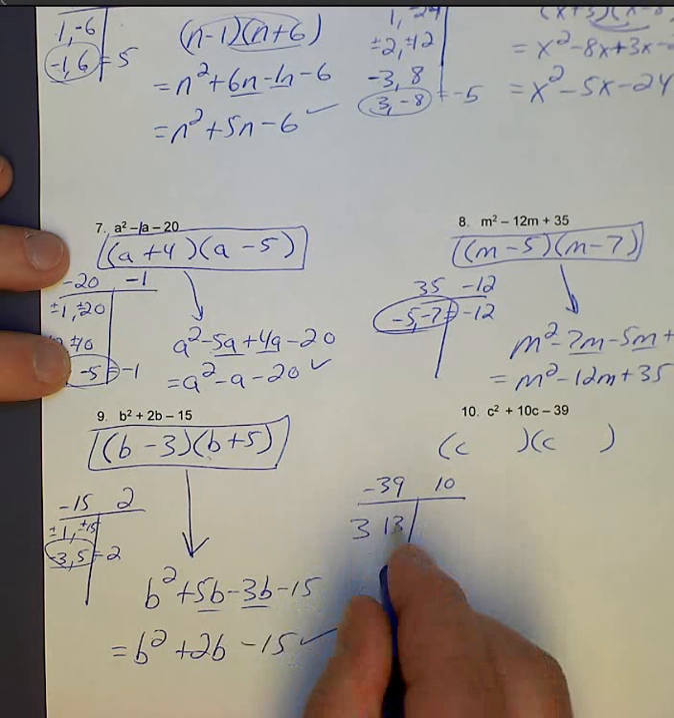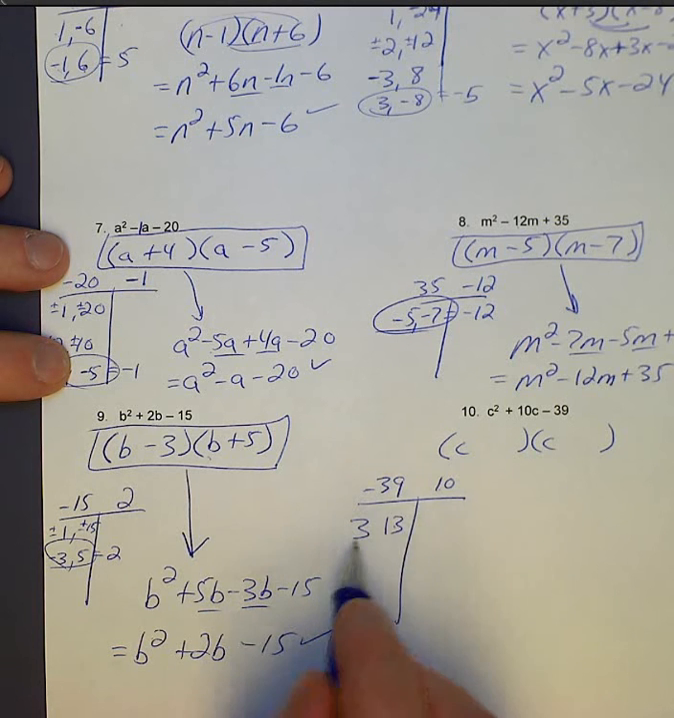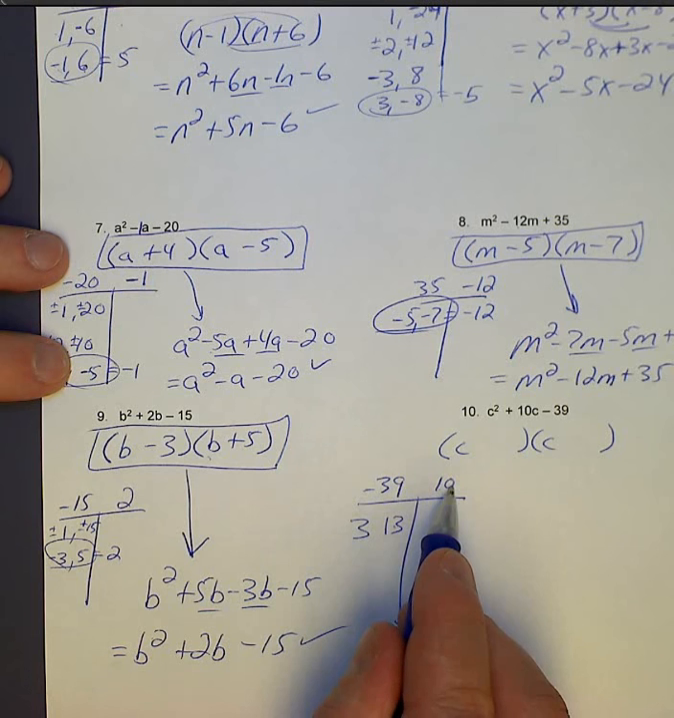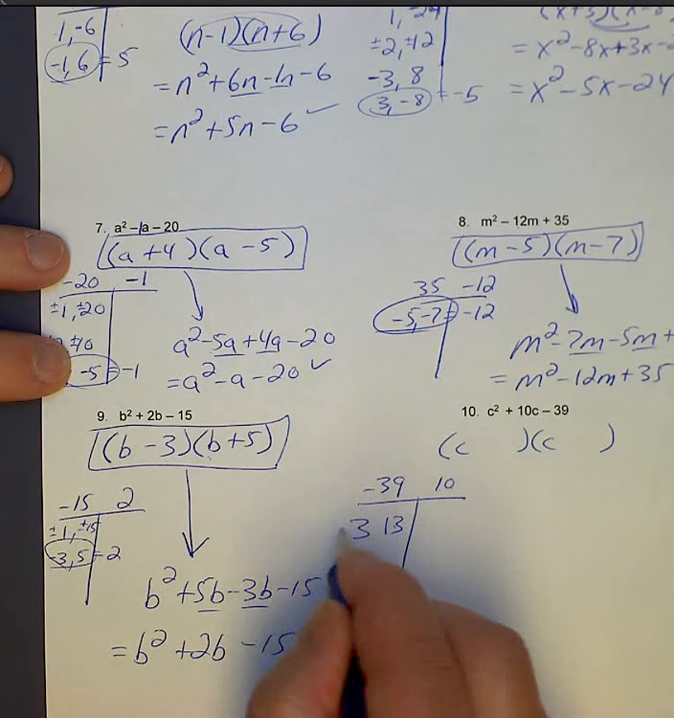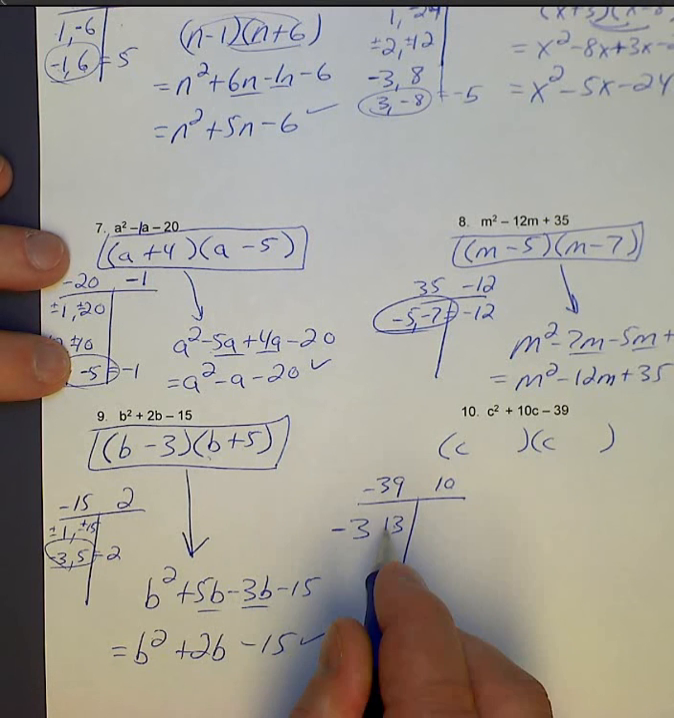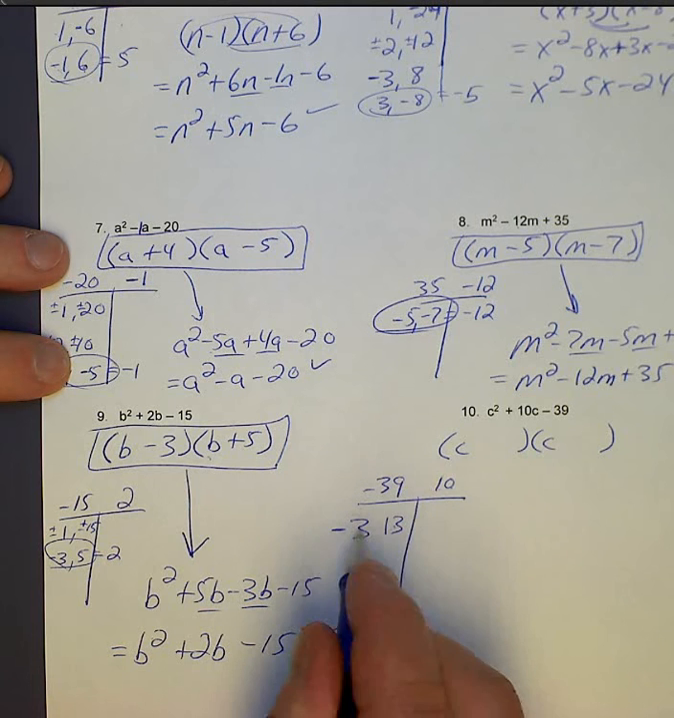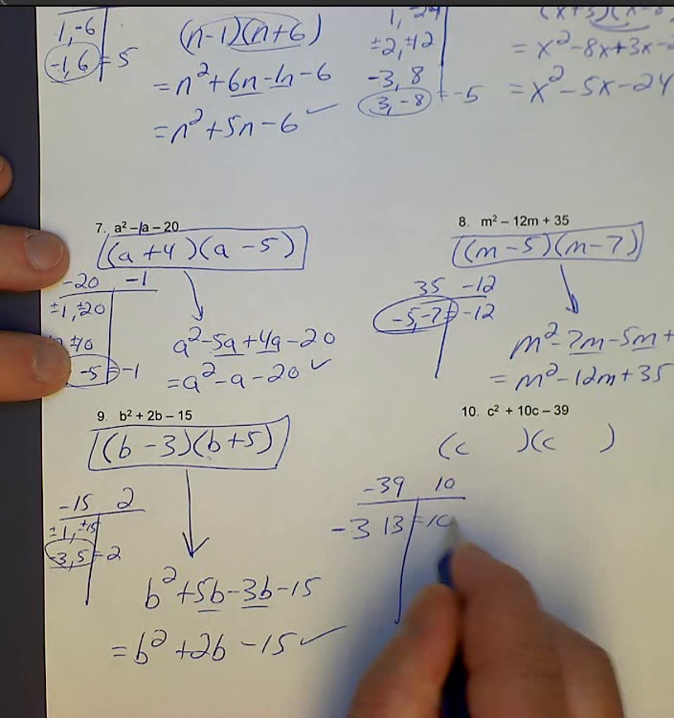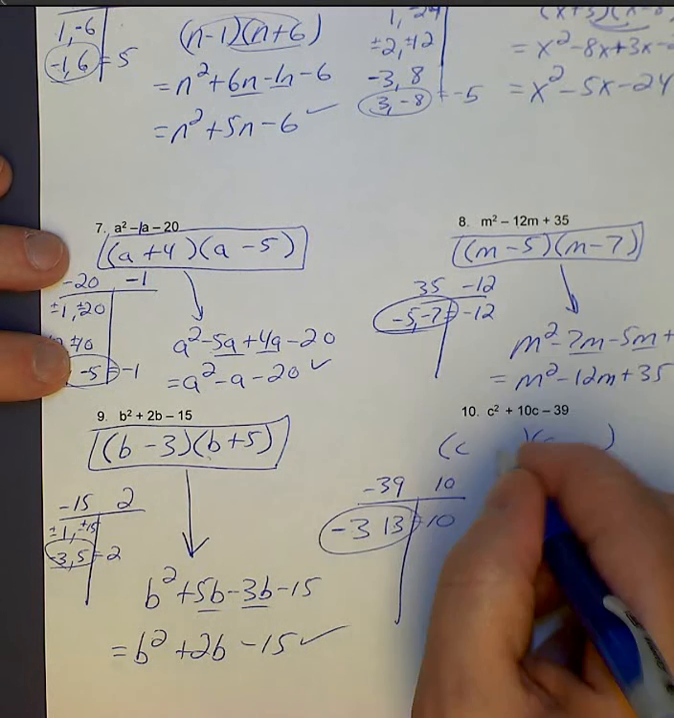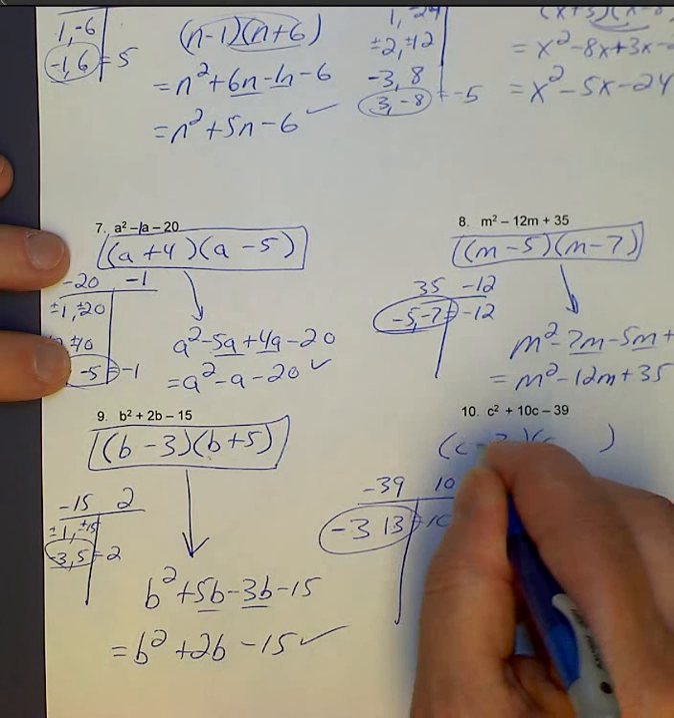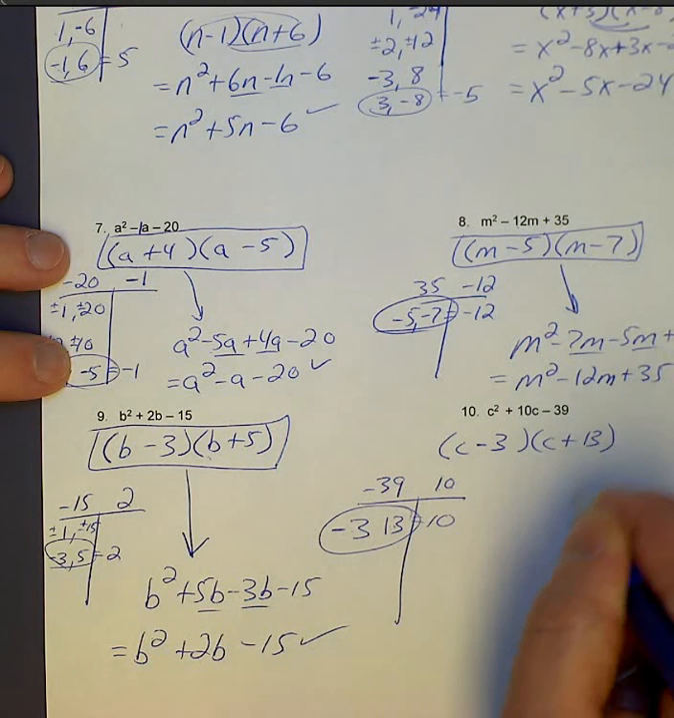One has to be negative though. Which one do I want to make negative to get a positive 10? I want to make the 3 negative. Negative 3 times 13 is negative 39. Negative 3 plus 13 is 10. Those are my factors. Minus 3 plus 13.